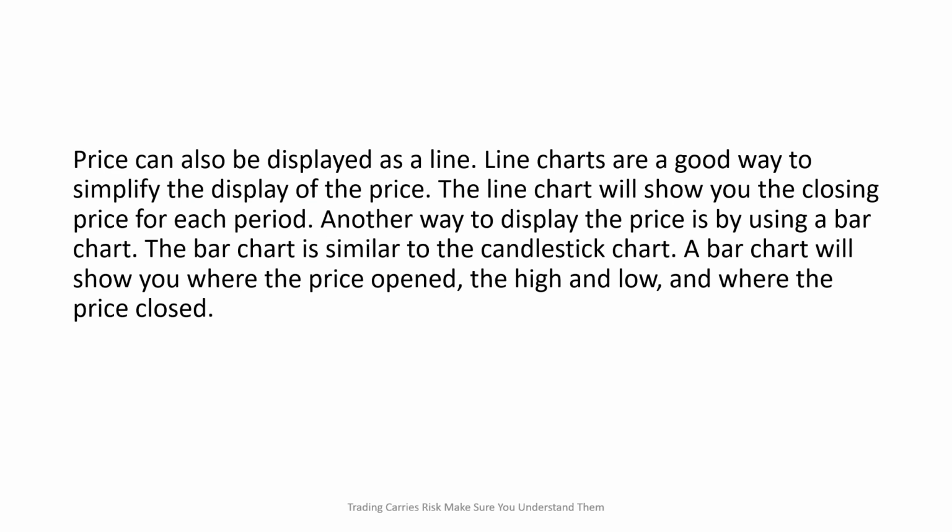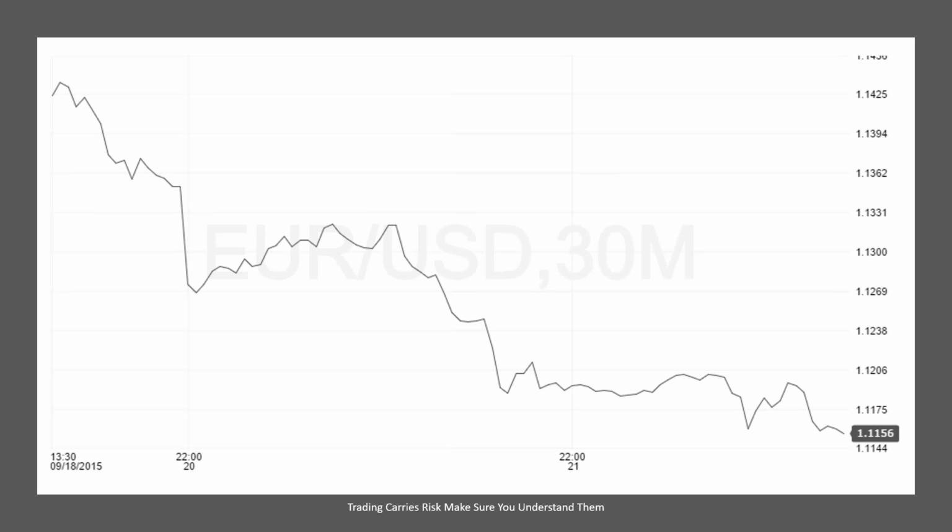So price can be displayed on a chart as a line. Okay, this is the most fundamental basic chart. Line charts are a good way to simplify the display of price. A line chart will show you the closing price of each period. Another way to display price is using a bar chart. A bar chart is similar to a candlestick chart. A bar chart will show you where the price opened, the high, the low, and the close. But remember, no matter what type of chart you're using, it's simply a visual depiction of the actual price movement.